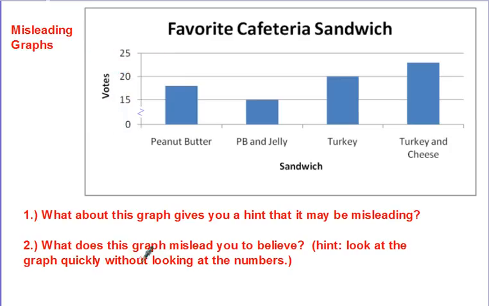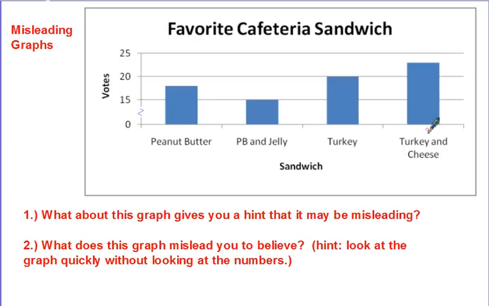Now, what does this graph mislead you to believe? For a hint for that, look at the graph quickly without looking at the numbers. So without looking at the numbers, can you see that it looks like peanut butter and jelly is half of turkey? It looks like peanut butter and jelly is much less than turkey and cheese.